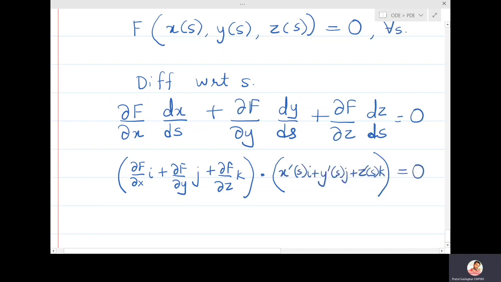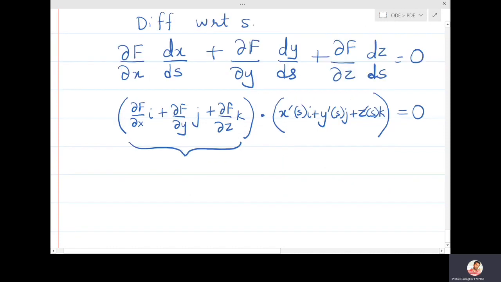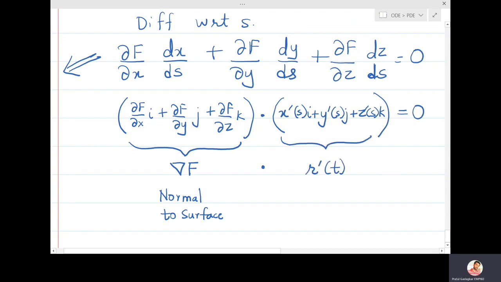Who is this person? I'm trying to geometrically tell you what is the meaning of this equation that we have written. This is nothing but the gradient of the surface F, that is grad F, and you know that this is normal to the surface. Grad F is always normal to the surface, perpendicular to the surface at that point, multiplied by what? This is nothing but the tangent vector to the curve, because x(s) i, y(s) j, z(s) k is the curve. So what does r bar prime stand for?